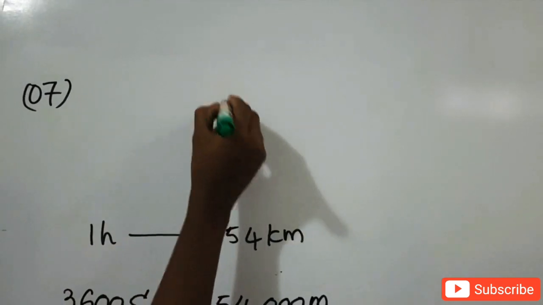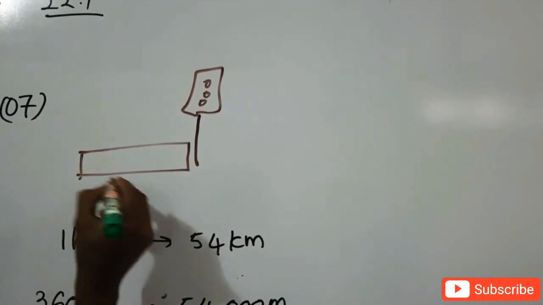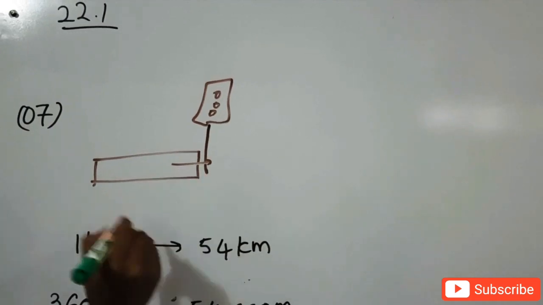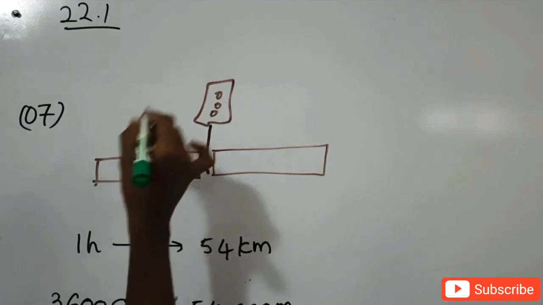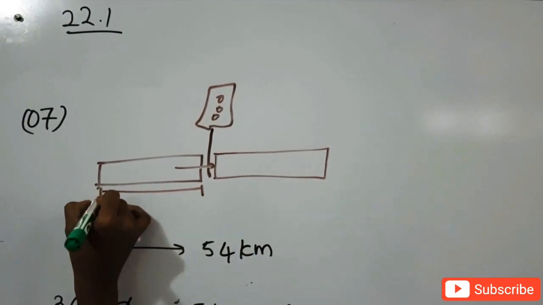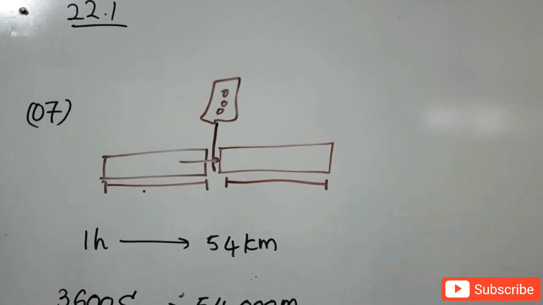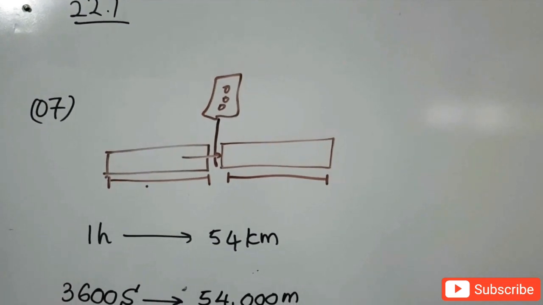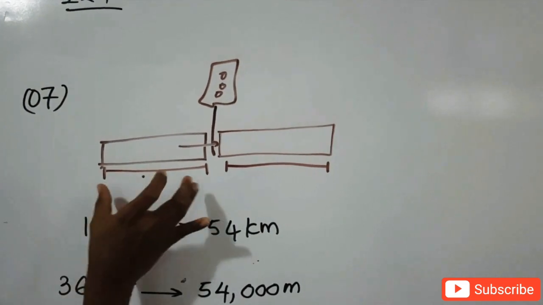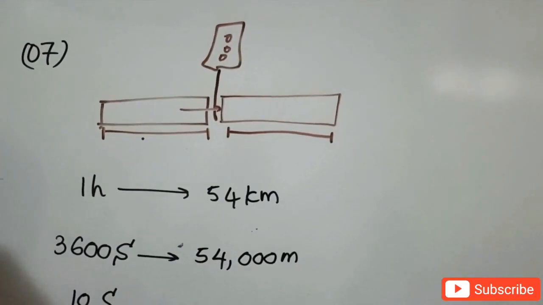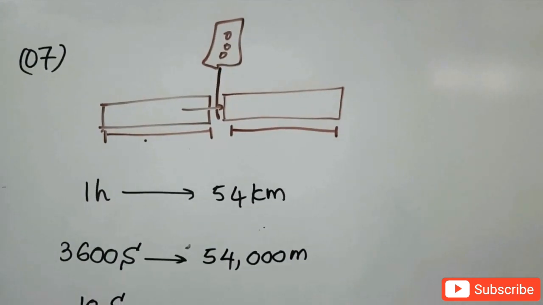Now let's see, there is a signal post here. There's a train. For this train to pass the signal post, that means this whole train has to move out from the signal post. That means this entire length has to be brought out. So when they are asking us to find the length of the train, we have to calculate the distance that the train traveled. So the distance traveled by the train will be equal to the length of the train. Understood? Now in that way we know how to do it.